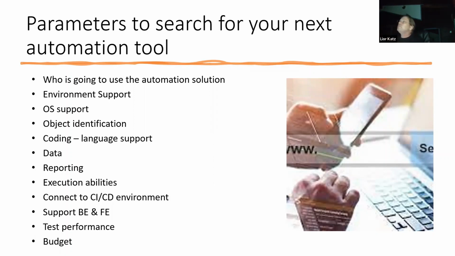Support for backend and frontend. We spoke about how we want to achieve as much API testing as we can, so we need to take into consideration that we want a solution for backend and frontend. Test performance. Sometimes it's very, very important for us. Can we measure our transactions during execution of testing automation? For some organizations, it's critical. And of course, the budget. And remember that the budget consists of how much I pay for the testing automation developer and how much I pay for commercial tools. Just think about it.